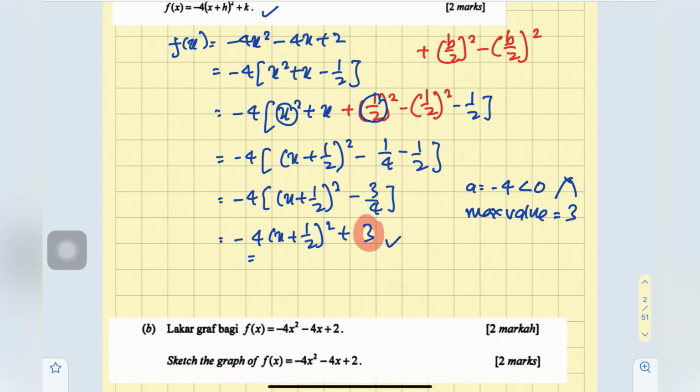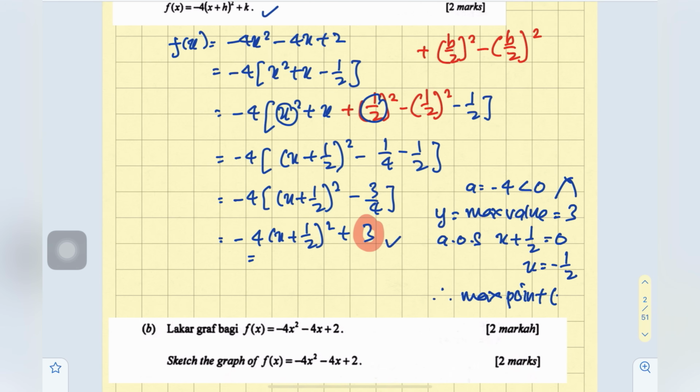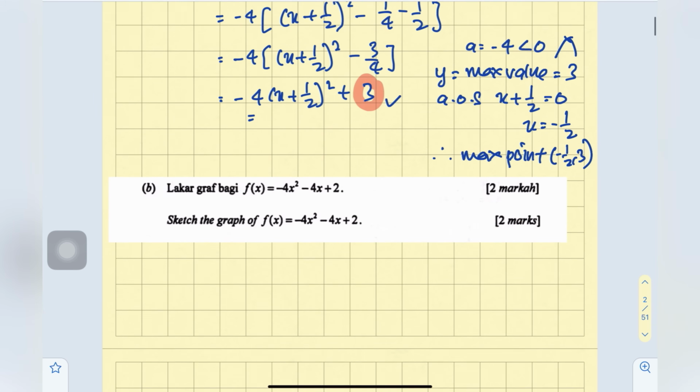Okay, so actually the maximum value is the value of y. Then the axis of symmetry: the bracket equals 0, so x plus 1 over 2 equals 0, x equals negative 1 over 2. So therefore we get the maximum point, x and y. The x just now was negative 1 over 2, and y is 3. So we can draw our graph.